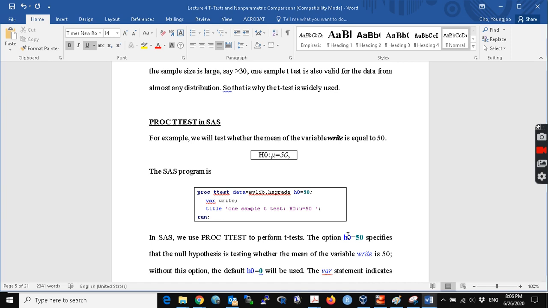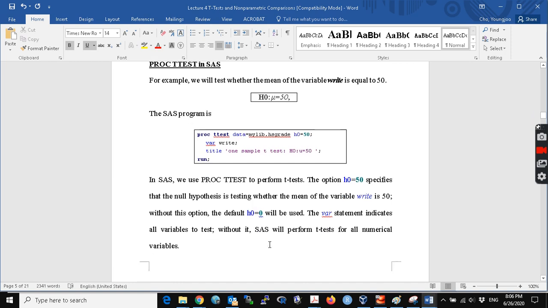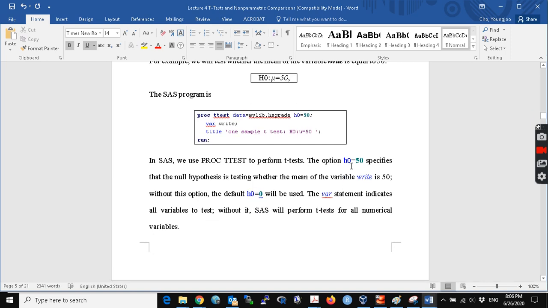So here, let's test whether the mean of the variable write is equal to 50. In this case, in the SAS program, we use proc ttest, data equal to hs grade. And here we specify the null hypothesis, H0 equal to 50, and we set the variable equal to write. The option H0 equal to 50 is the null hypothesis testing whether the mean of the variable write is 50.